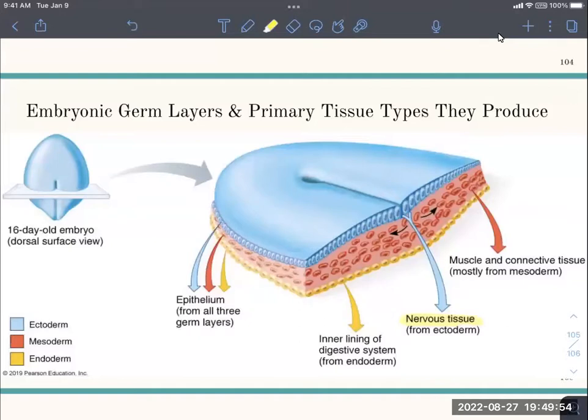Our mesoderm is the red. That is where our muscles come from. Our connective tissue comes from there as well. While the endoderm in yellow is what lines our digestive tract. So this is an embryo at 16 days old. Everything starts in these embryonic germ layers, this plate, and it turns into a human being. This is all studied through embryology.